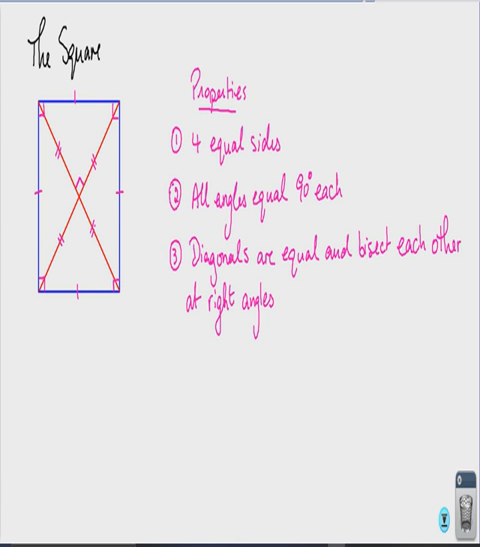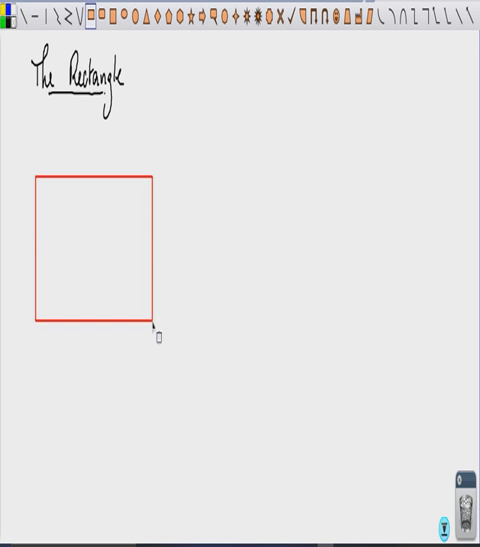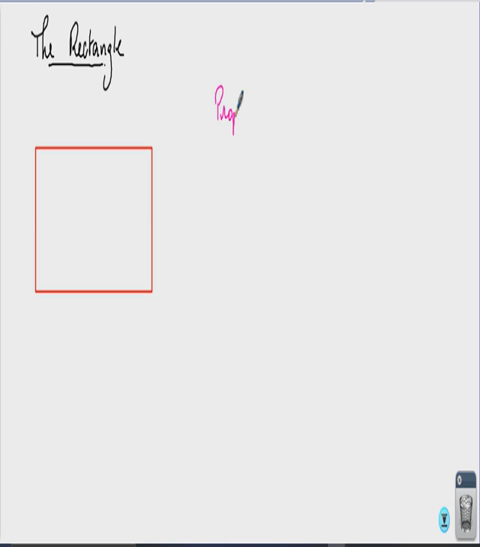Okay, second shape is the rectangle. I'm going to draw a rectangle, and we'll see what the properties of the rectangle are. So properties of rectangle. First property, many of you might say it directly. It has equal opposite sides. First property. Second property, you also know it, I'm sure about it.